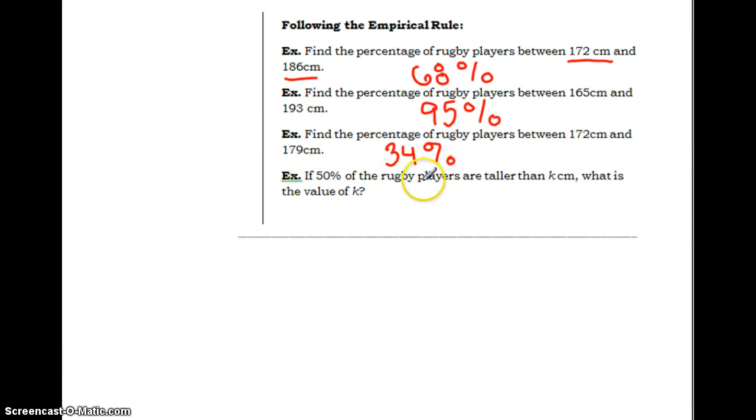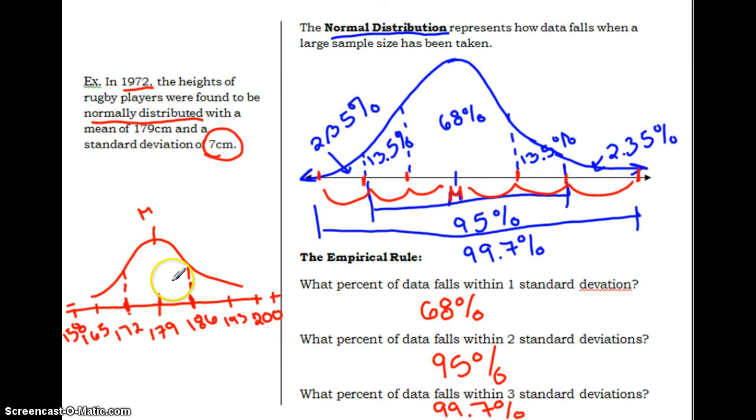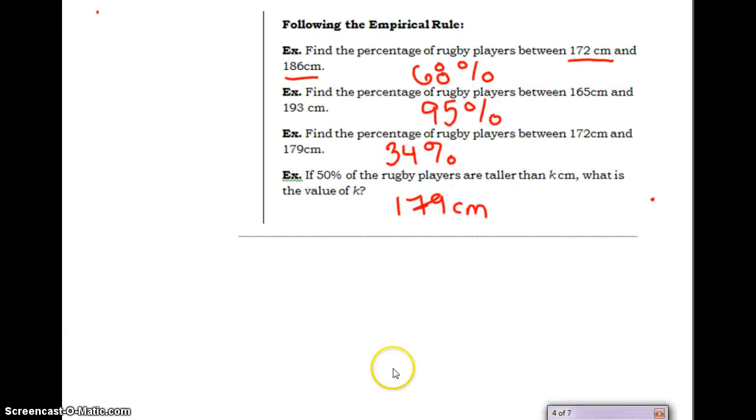And then last but not least, if 50% of the rugby players are taller than K, what's the value of K? Well, if half of my rugby players are taller, then I know I'm in the middle, so 179. So we'll get to look at our normal curve a bit more in detail next time.